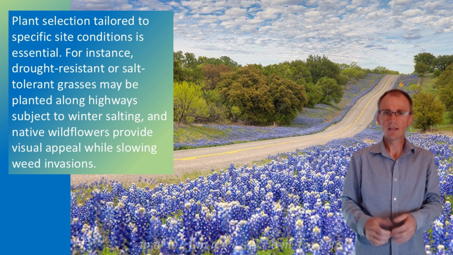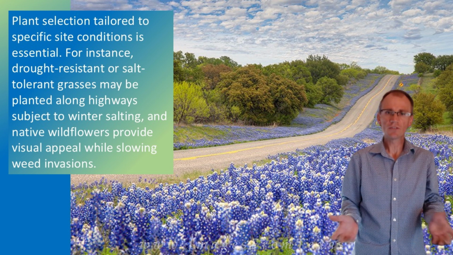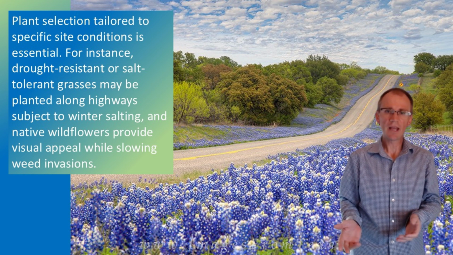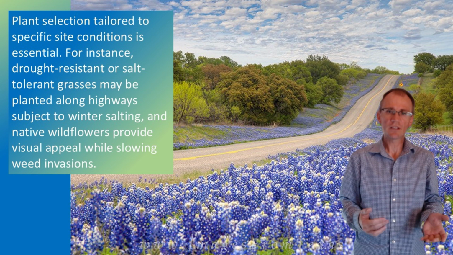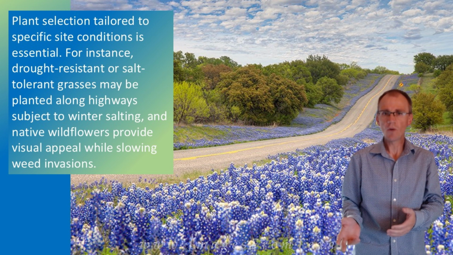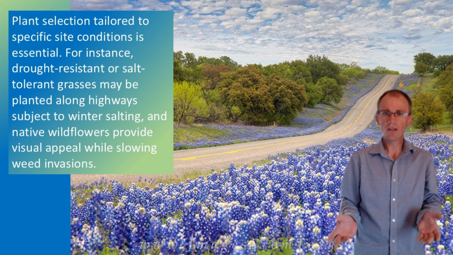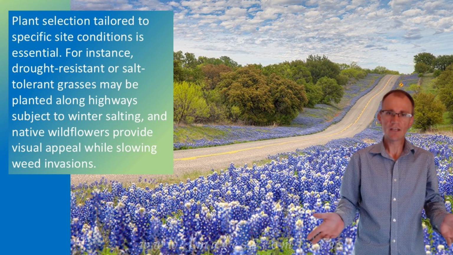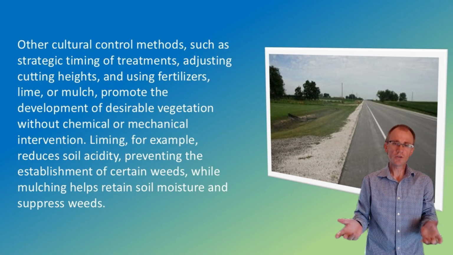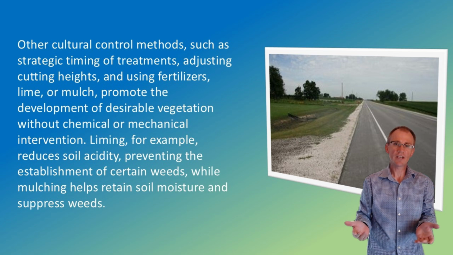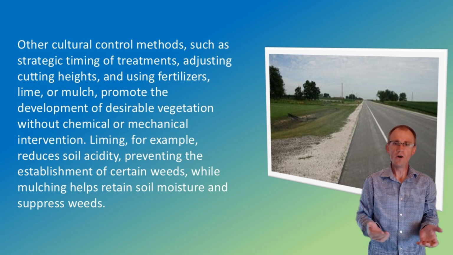For instance, drought-resistant or salt-tolerant grasses may be planted along highways, subject to winter salting, and native wildflowers provide visual appeal while slowing weed invasions. Other cultural control methods, such as strategic timing of treatments, adjusting cutting heights, and using fertilizers, lime, or mulch, promote the development of desirable vegetation without chemical or mechanical intervention.